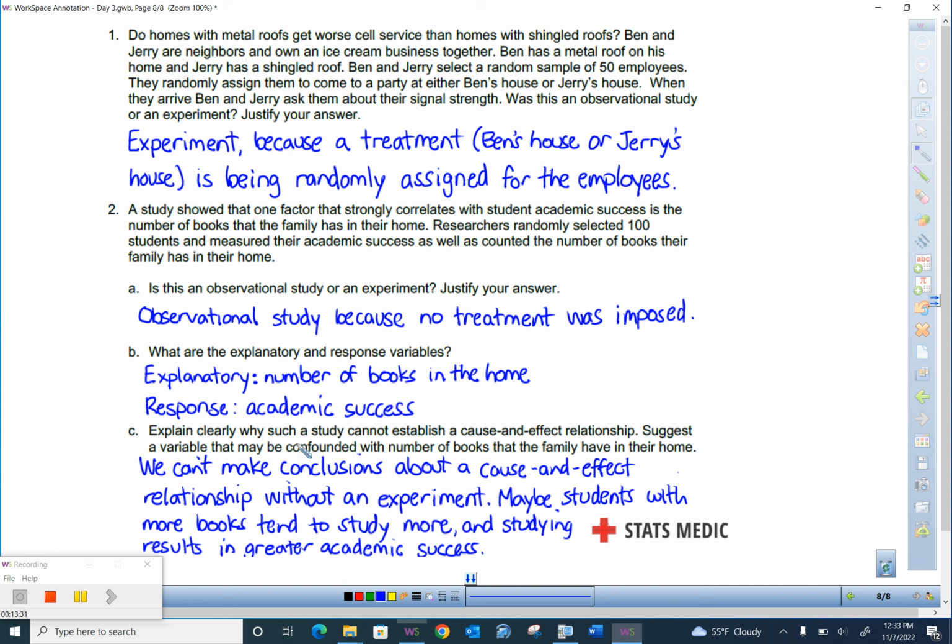And then the last one, it says, explain clearly why such a study cannot establish cause and effect. Y'all, we cannot determine cause and effect or causation without using an experiment. That experiment is going to control for some of those confounding variables that may also be playing a role. So you may have had some example other than this, but here's the suggested one. Maybe students with more books tend to study more, and studying results in greater academic success. I just needed you to come up with some example of a confounding variable that could be causing it other than just the books in the house.